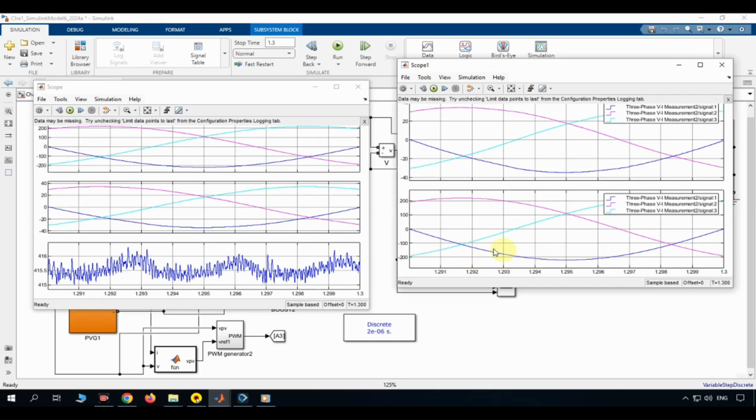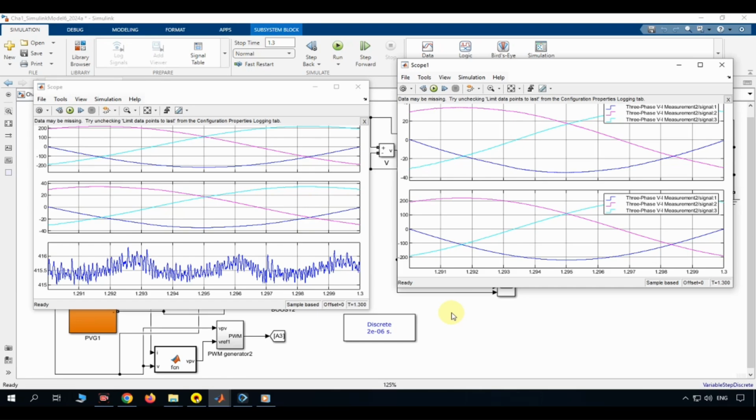Since the Q-axis current reference is set to 0 in the voltage-oriented control algorithm, the inverter injects almost purely active power into the grid. Consequently, the system operates with a power factor close to unity, minimizing reactive power exchange.